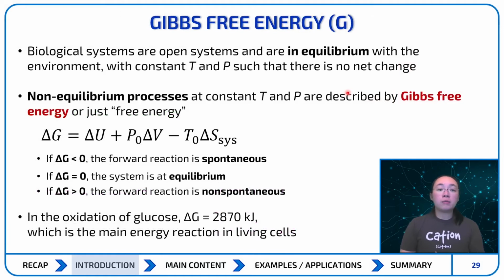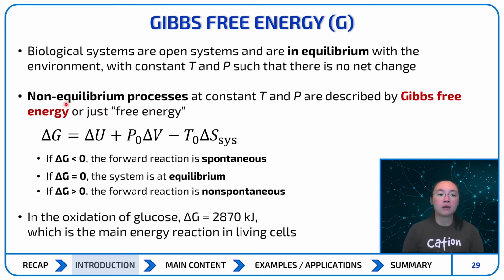So focusing a little bit more on Gibbs free energy, biological systems are what we call open systems, and they're in equilibrium with the environment. So usually we have a constant temperature and a pressure such that there's no net change. If you have a non-equilibrium process at constant T and P that is described by Gibbs free energy, you have delta G. We usually just call that free energy.